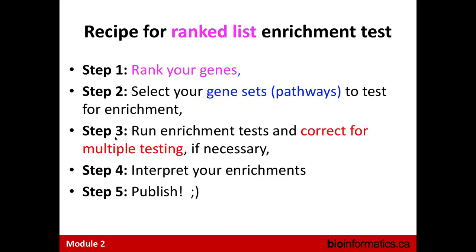Okay, so the recipe for a ranked list enrichment test is: rank your genes, then select your gene set, run the enrichment test, and correct for multiple testing if necessary. Here we speak about the multiple correction after the gene set enrichment, so the FDR of the gene set, not the genes.